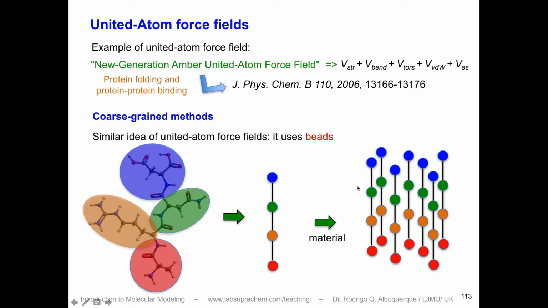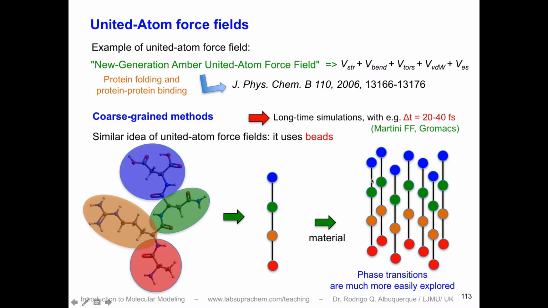Now we have many beads, and it's much easier to describe, for instance, phase transitions. Phase transitions are much easier, basically because now we have long time simulations, which means we no longer have carbon-hydrogen stretchings, which have high frequencies. So we have very heavy beads here, and the stretching involving beads has a low frequency. So you can use a very large time step, like 20 to 40 femtoseconds in the case of the Martini force field.